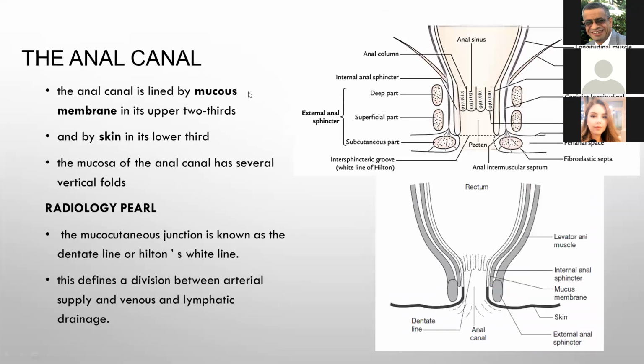The anal canal is lined by mucous membrane in its upper two-thirds and skin in the lower third. The mucosa of the anal canal has several vertical folds. Radiologically, the mucocutaneous junction is known as the dentate line or Hilton's white line. This defines the division between arterial supply and the venous and lymphatic drainage.